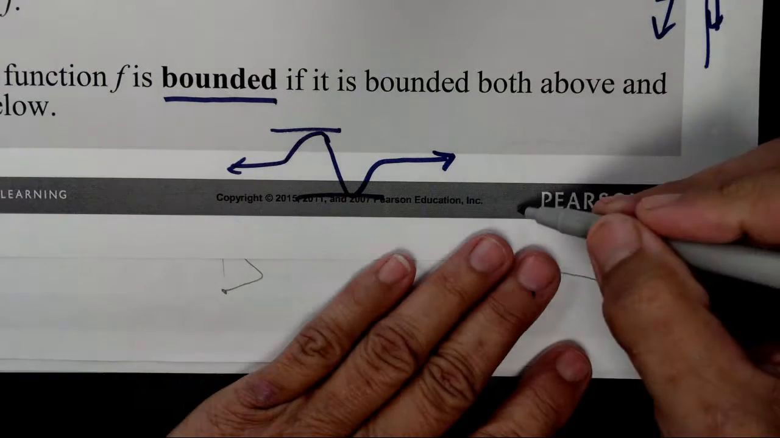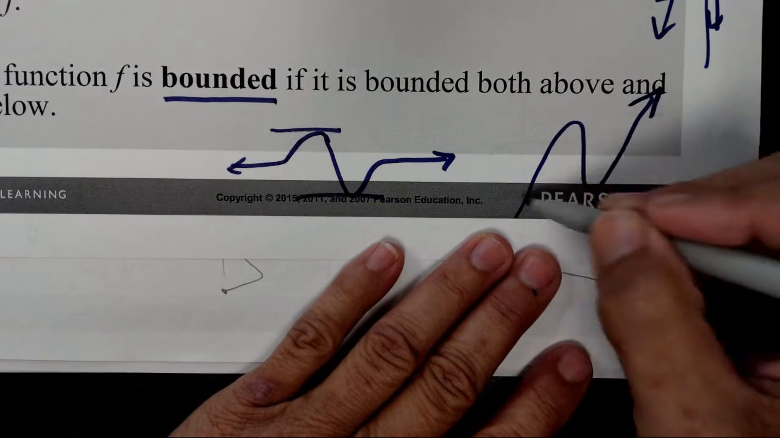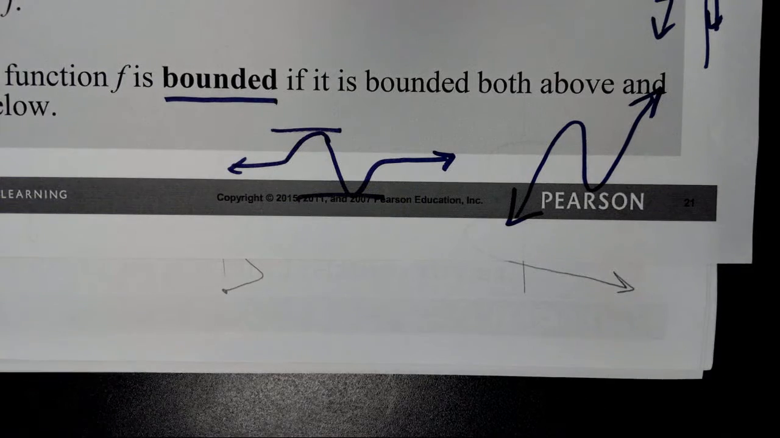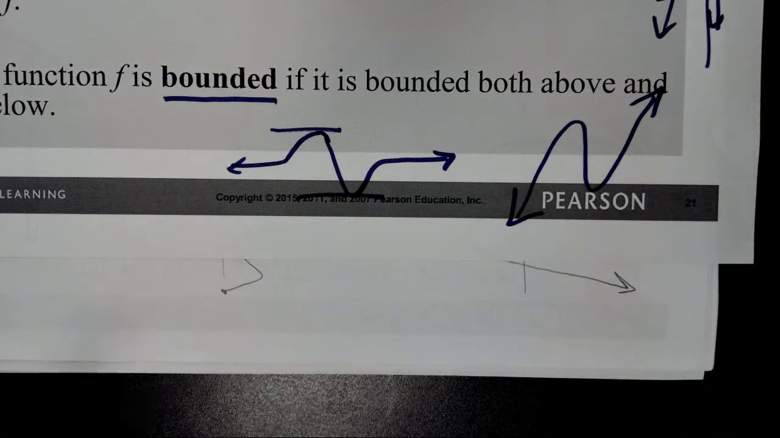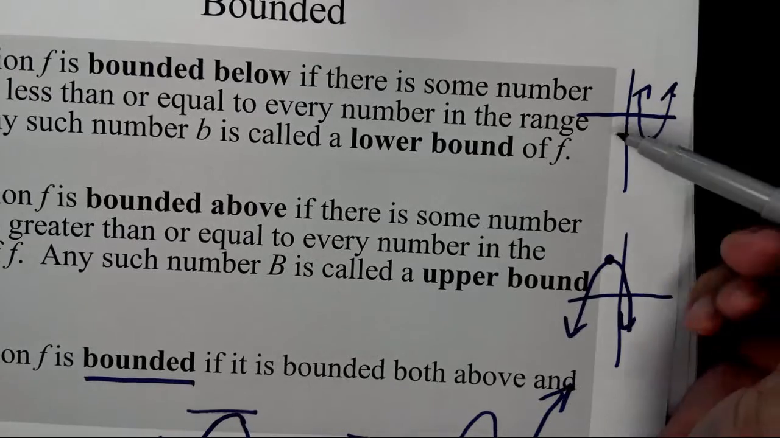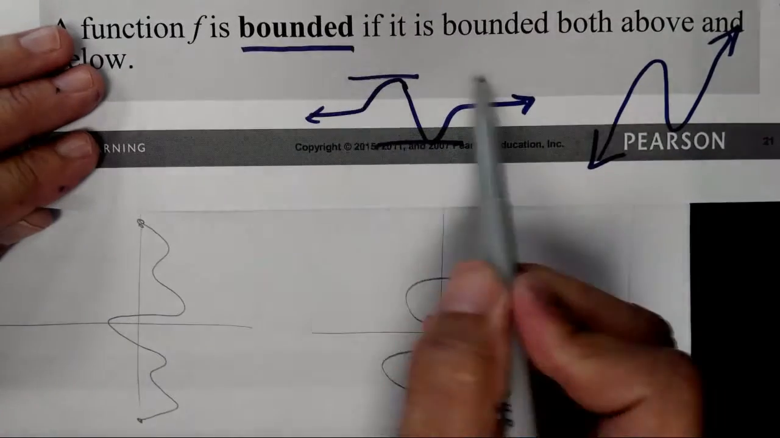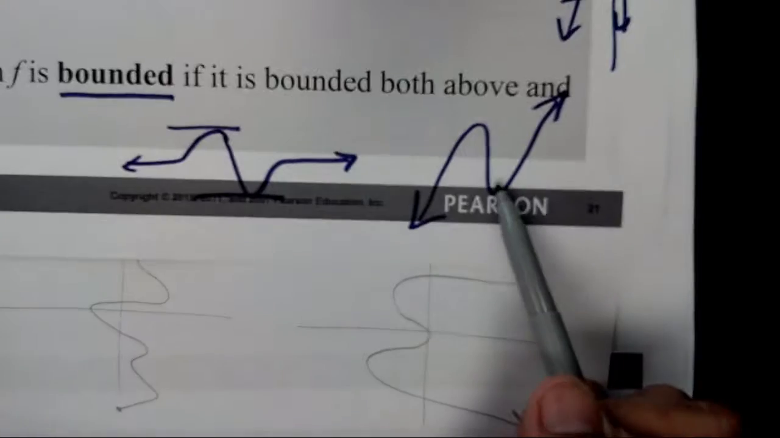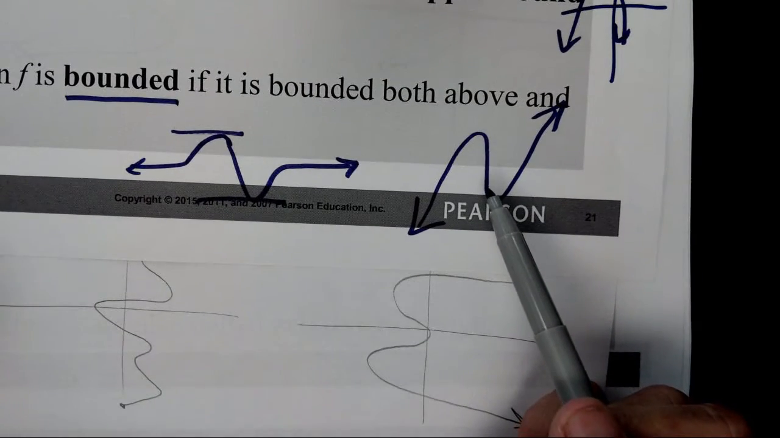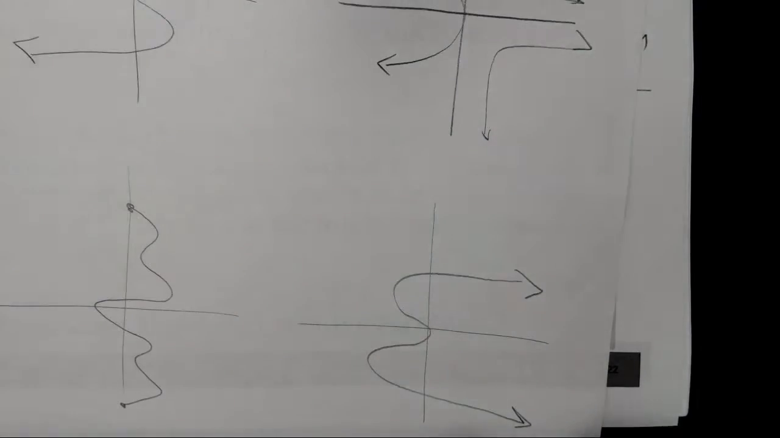Then I would have something that looks like this, and I would say it is not bounded because there is no top or there is no bottom. There is no number that everything is above or everything is below. So, bounded below, this is a lower bound. Bounded above, this is an upper bound. Bounded, and then not bounded. Okay? So remember I said the words kind of make sense.